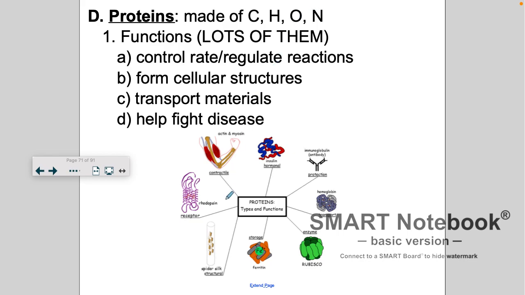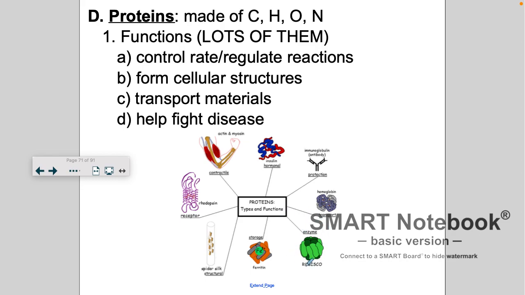They are responsible for movement. I mean, your muscles are made of protein. They are responsible for transportation. They move things across the cell membrane. They are responsible for a lot of structural things like spider silk. They are responsible for storage, maybe hemoglobin in a red blood cell, as you can see here, which is transport as well. But I mean, they do everything.